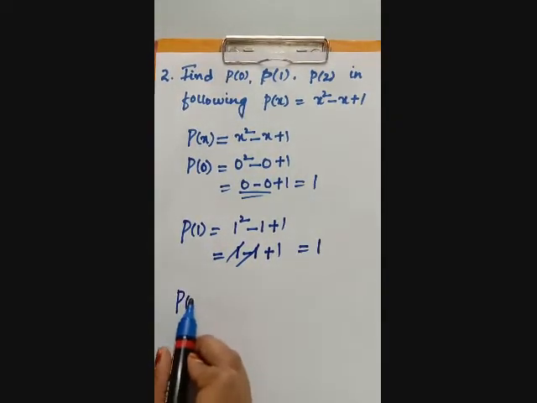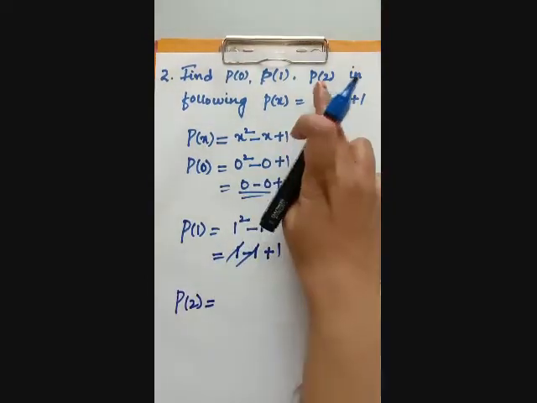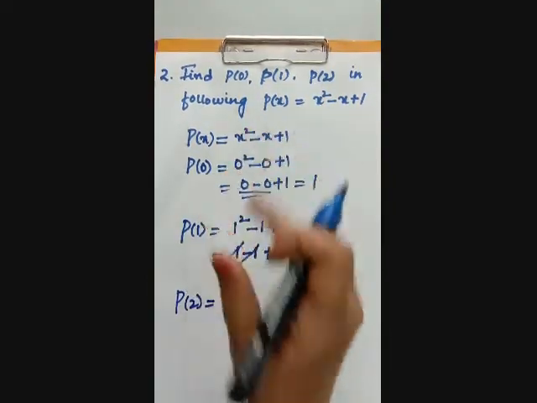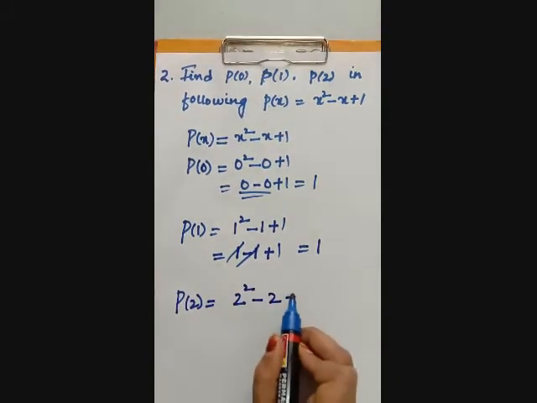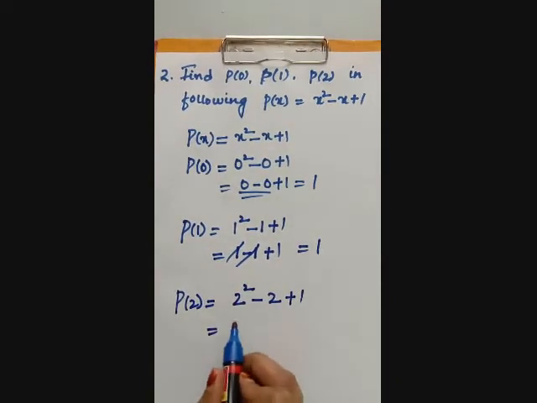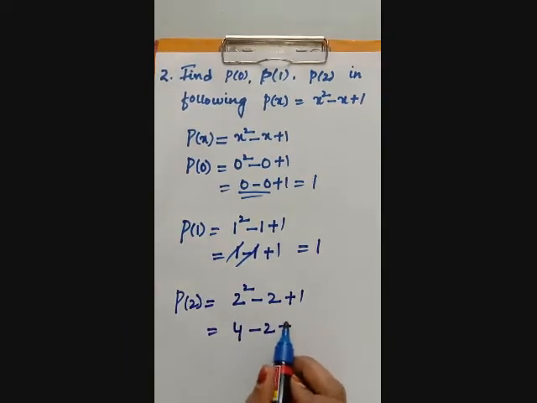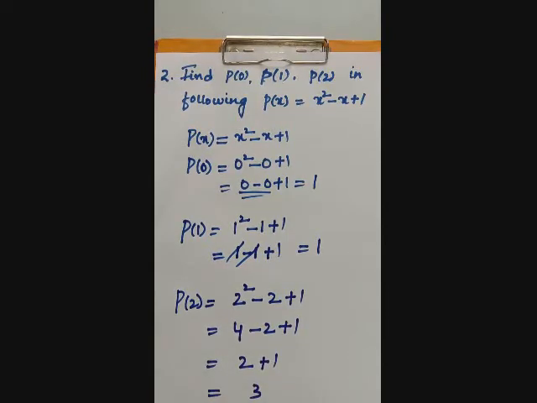P of 2 now. P of 2, that means wherever there is x, I am going to substitute 2. So 2 square minus 2 plus 1. 2 2s are 4, minus 2 plus 1. 4 minus 2 is 2, plus 1. Answer is 3.